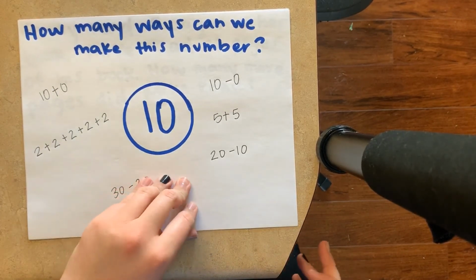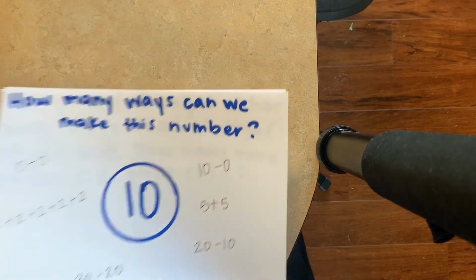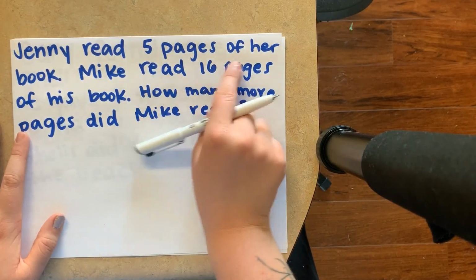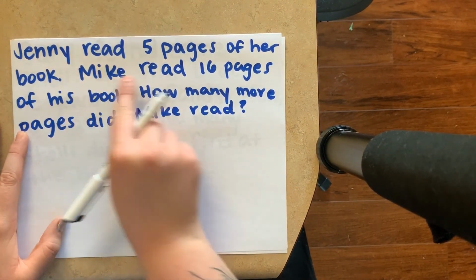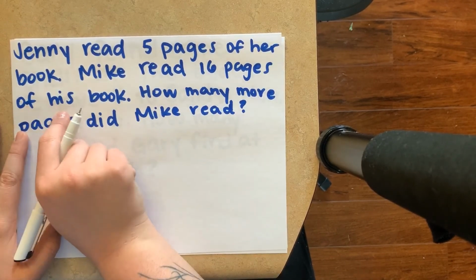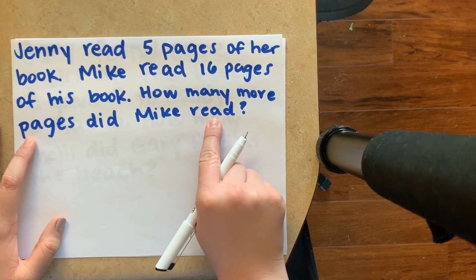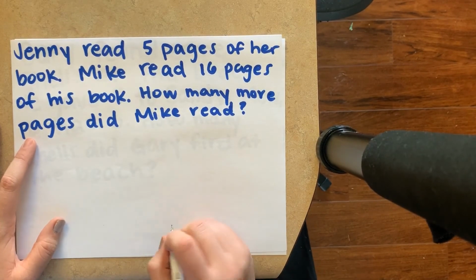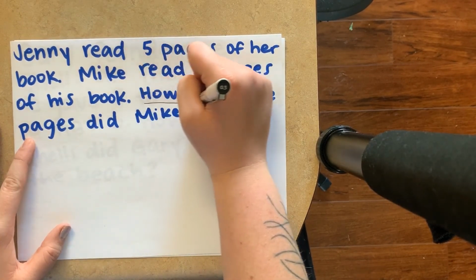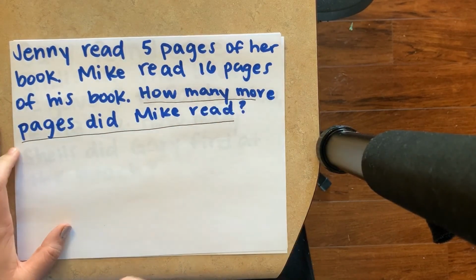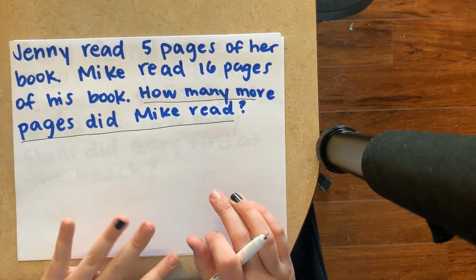We're gonna keep going. So let's move on to our next question. It says, Jenny read 5 pages of her book. Mike read 16 pages of his book. How many more pages did Mike read? So what do we do first? We always underline our question. I know you can't underline the question, but I can do it for you.